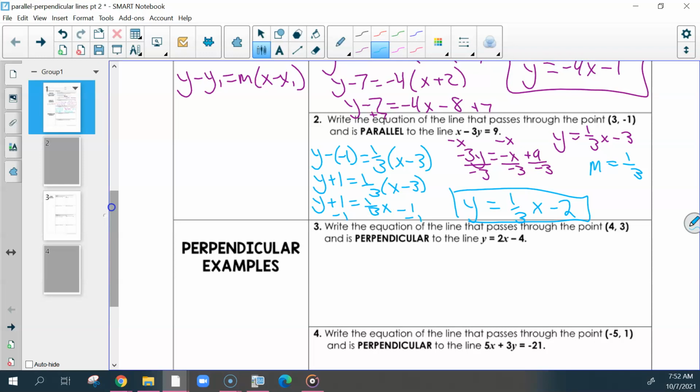Do we have any questions on that process or anything about those two? Now perpendicular examples, and then I'm going to let you guys have it.